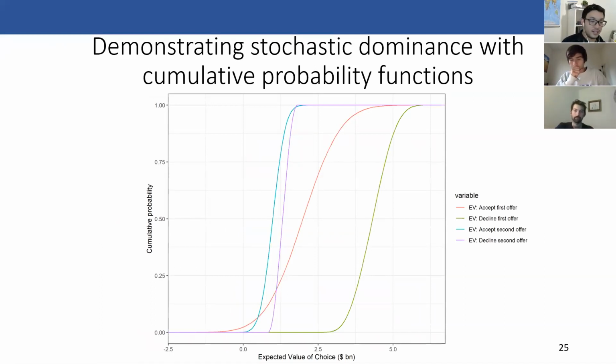I usually tend to find CDFs a little bit less intuitive, but let me explain. Let's think about just the red line for now, and we're going to interpret this, forgetting all of the other colors. If I were to take all of the outcomes from my Monte Carlo, I can stack them from lowest to highest, in this case, expected value.